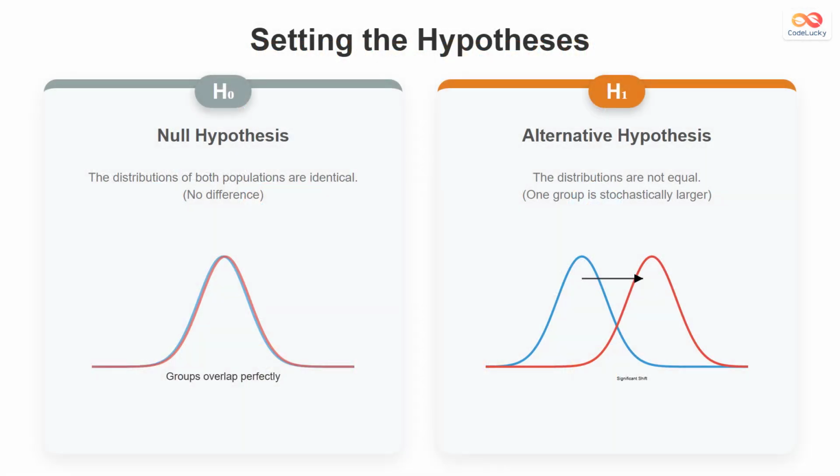Like any statistical test, we start with hypotheses. Our null hypothesis assumes that the two groups are identical, meaning there is no difference between them. The alternative hypothesis suggests that one group tends to have larger values than the other, indicating a significant difference.